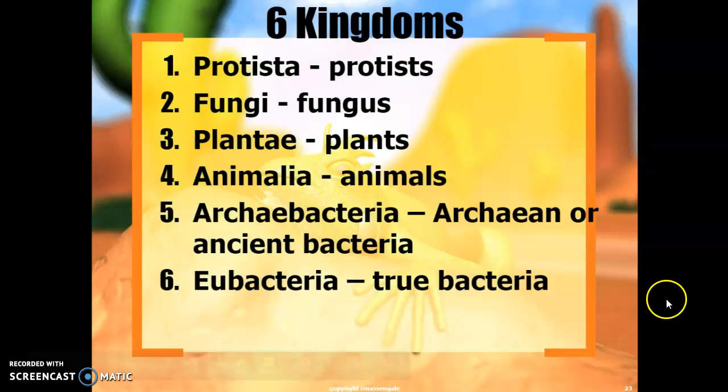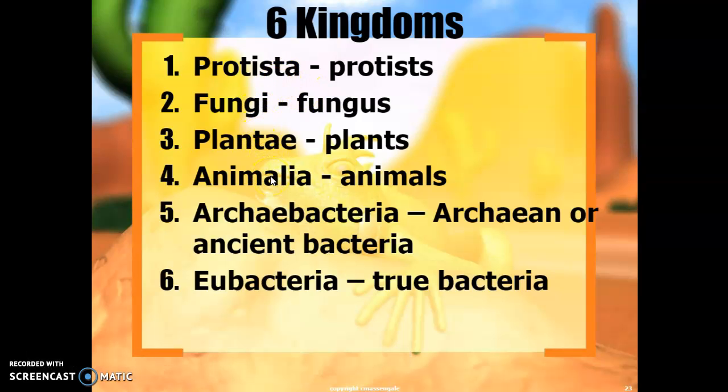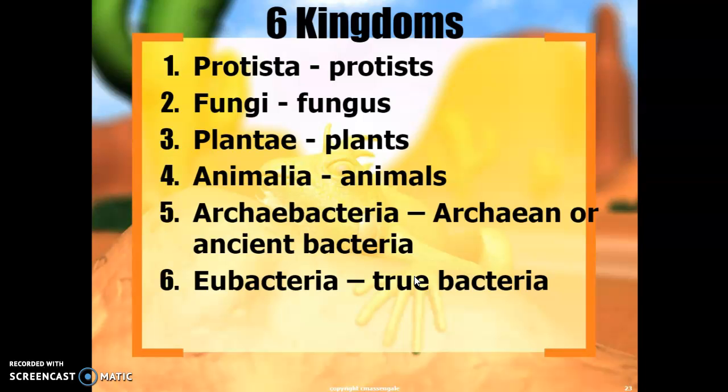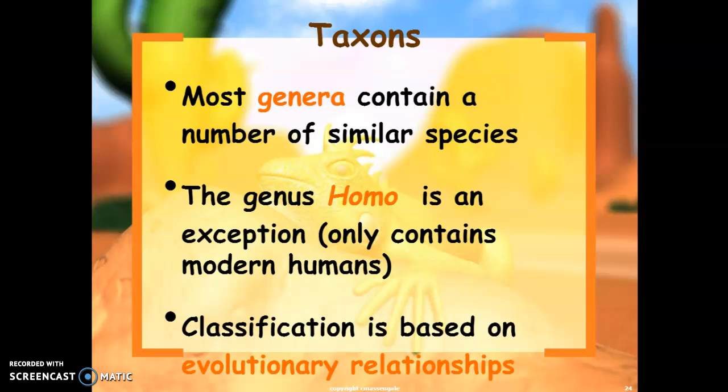So we have 6 kingdoms: Protista, Fungi, Plantae, and Animalia all belong to domain Eukarya. Kingdom Archaebacteria is under domain Archaea, and kingdom Eubacteria is under domain Bacteria. Almost finished. Most genera contain a number of similar species. The genus Homo is the only exception because it only contains us, modern humans. And classification is based on evolutionary relationships.